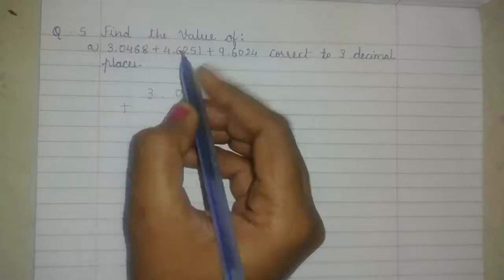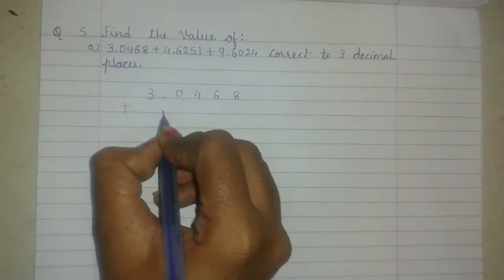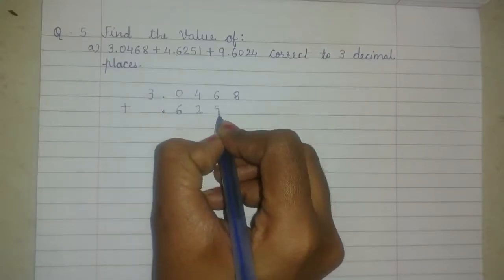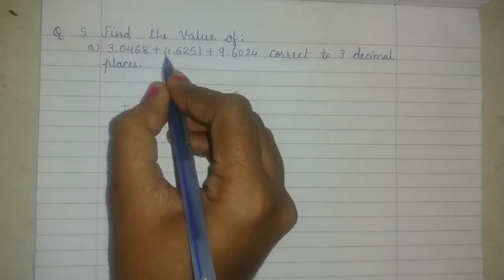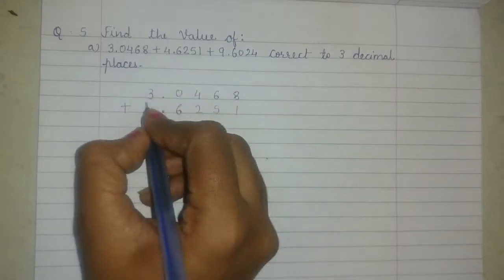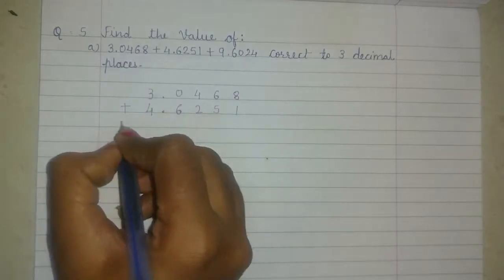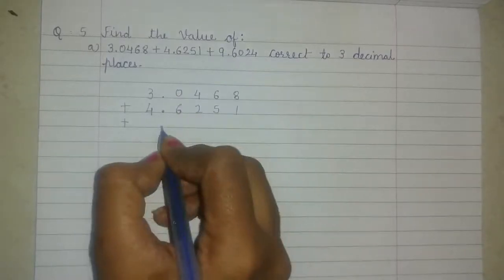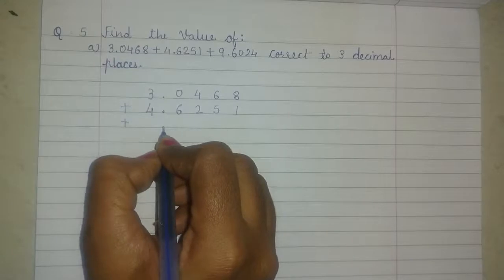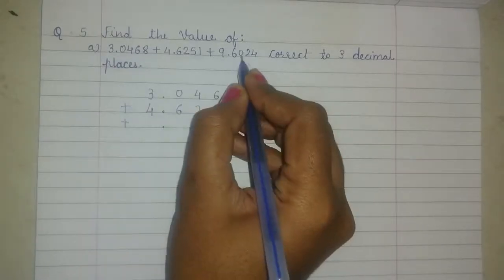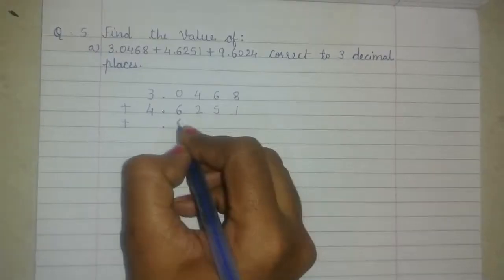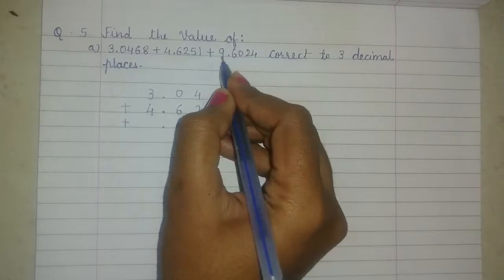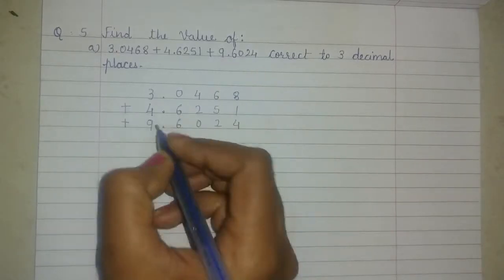Now what we'll do, students? Decimal. Here the point is there. So first we'll write the point over here, and after the point we'll write 6251, and before the point what is there? 4. So we'll write over here 4. Now plus, we'll write this, but before that we'll see the point. So we'll keep the point over here, and after the point we'll write 6024, and before the point what is there? 9. So we'll write over here 9.